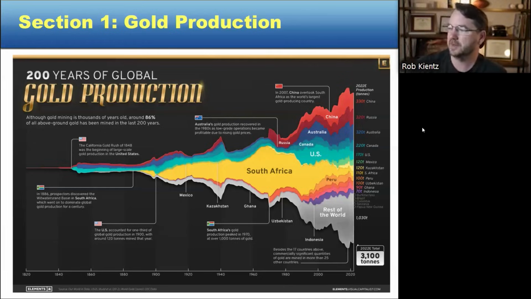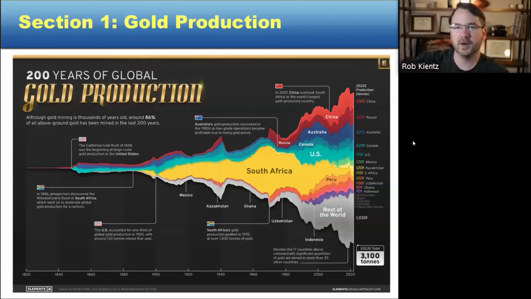Russia is just right behind. So you can see on this chart at the end of 2022, China had 330 tons, Russia 320, Australia tied for second place with 320, Canada 220, the US 170, Mexico 120, so on and so forth. The other thing to note is this is just gold. We'll get to silver in a minute.